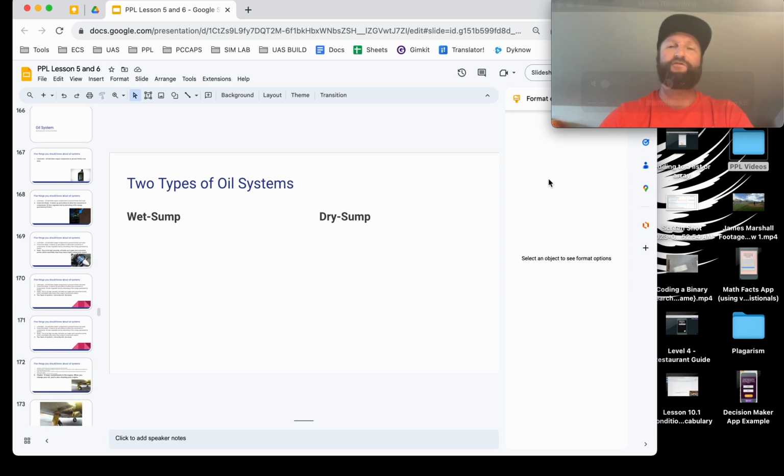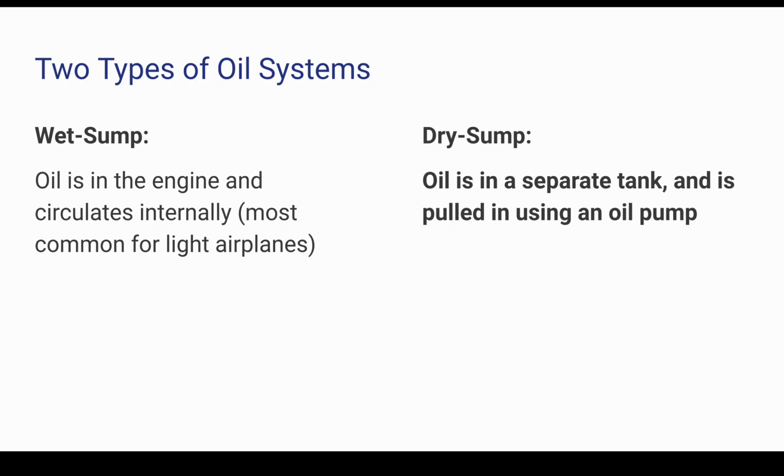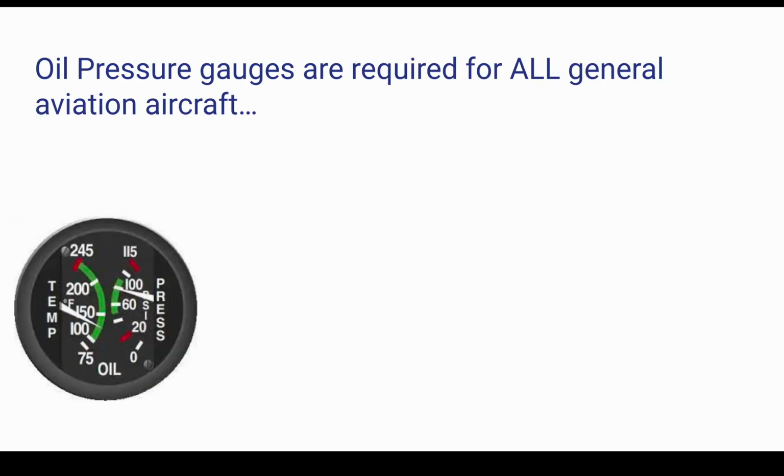One question that I find that examiners like to ask during your FAA practical test, your oral exam, is they love to ask you, is your plane a wet sump or a dry sump system? So let's go over that so you know the difference. The first one is wet sump. The oil stays in the engine and circulates internally. This is the most common system for most light airplanes. With a dry sump system, oil is in a separate tank and is pulled in using an oil pump. So make sure you write those two things down.